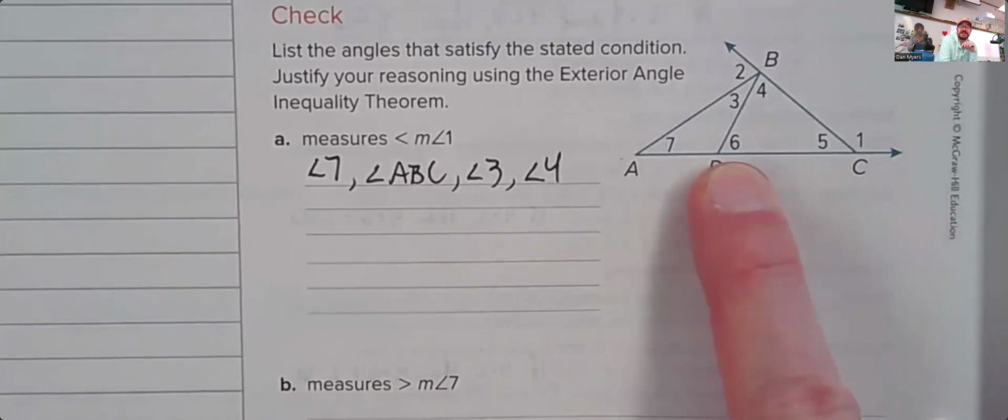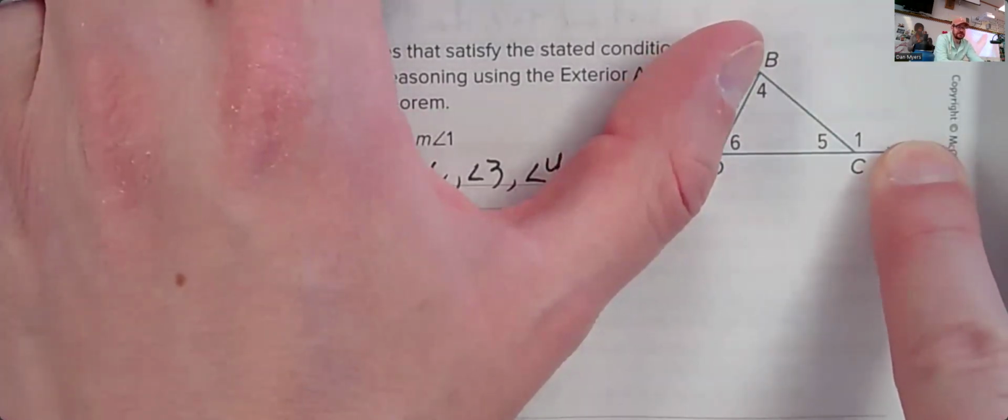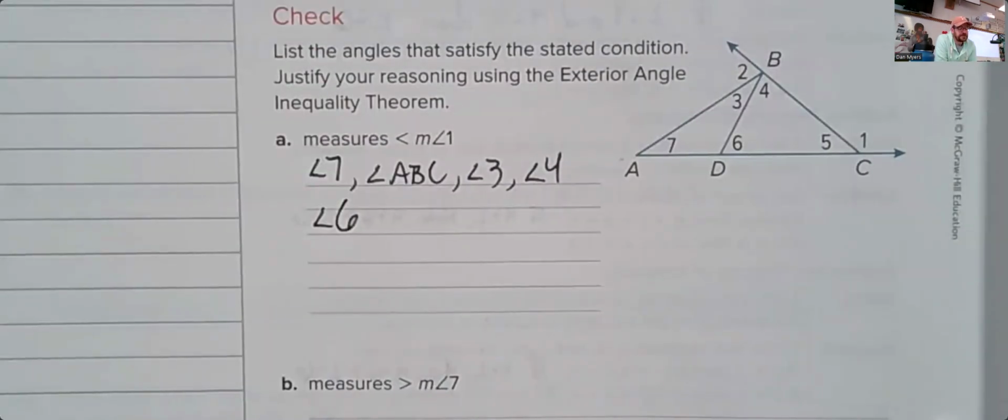It is 6. Because 6, if we cut off that part of that other triangle, angle 6 is a remote interior angle of triangle DBC with an exterior angle of 1. So the other one would be angle 6. So those are the angles that we know for certain are less than the measure of angle 1.